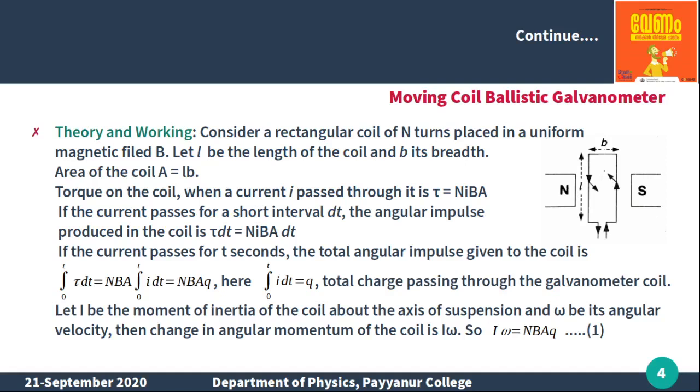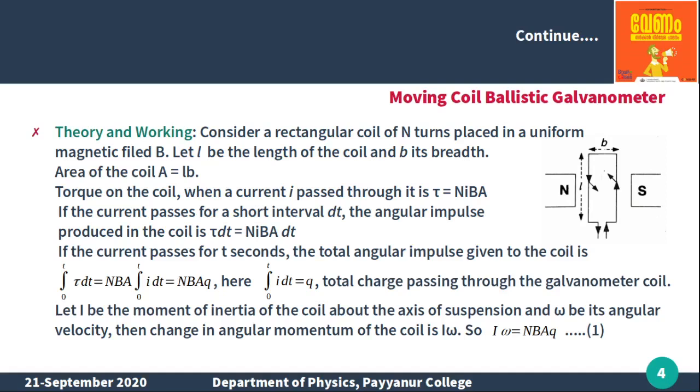If you take tau dt, you will get I omega. Here integration will come into place, because we talked about the total change here. I omega means I omega minus I into 0. So here, the integral from 0 to t of tau dt will be equal to I omega, the change in angular momentum. So the change in angular momentum of the coil, that is d of I omega, is equal to the integral from 0 to t of tau dt, which will be equal to NBAQ. Okay, this is the relation.